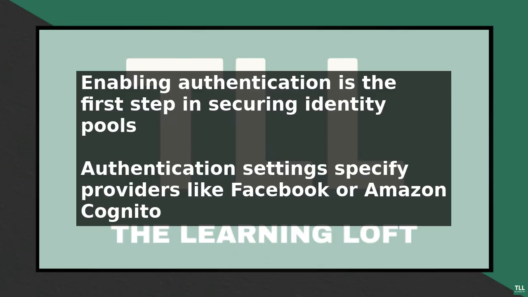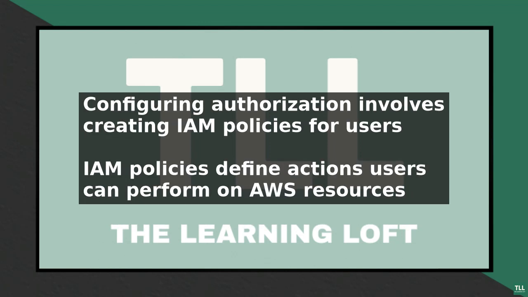After configuring authentication, you need to set up authorization. This is done by creating IAM policies that define what actions users can perform on your AWS resources. You can create a new policy or use an existing one. Make sure the policy is attached to the identity pool.